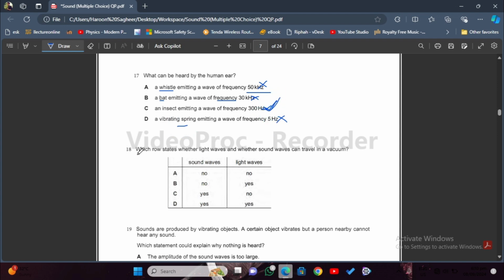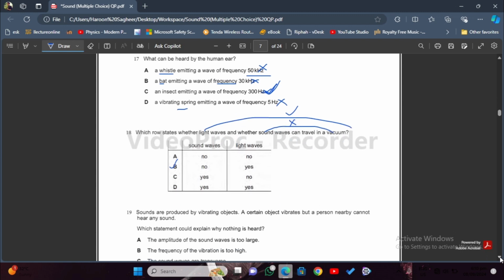Now let's talk about question number 18. Which row states whether light waves and whether sound waves can travel in a vacuum? Now light can travel in a vacuum, but sound cannot travel in a vacuum. So here we have option B, which is correct. Sound waves do not travel in a vacuum, and light waves don't really need a medium to propagate.